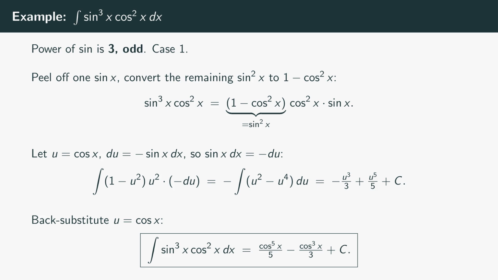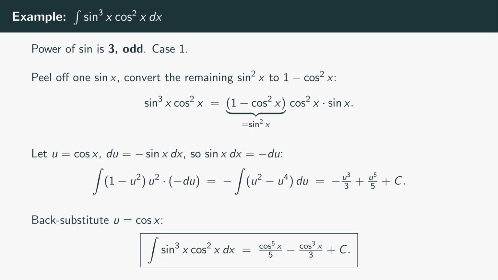Let u equal cosine of x. Then du equals negative sine of x dx, which means sine of x dx equals negative du. Everything in the integrand that isn't the peeled off sine of x dx is in terms of cosine of x, which becomes u. The integral transforms into the integral of the quantity 1 minus u squared times negative du.